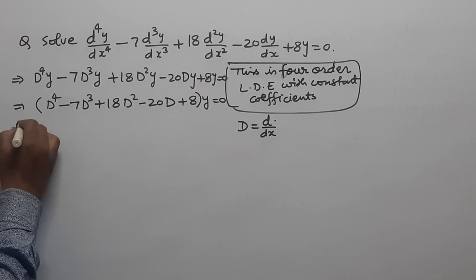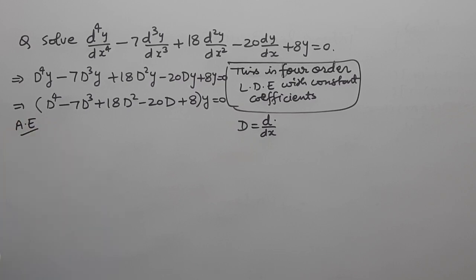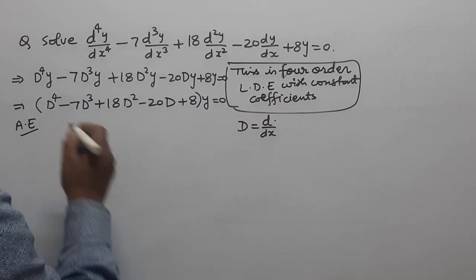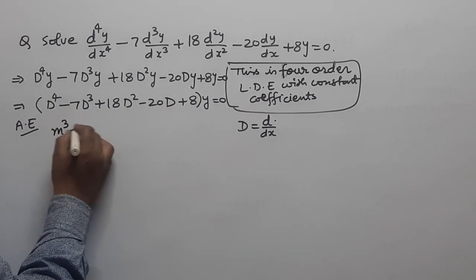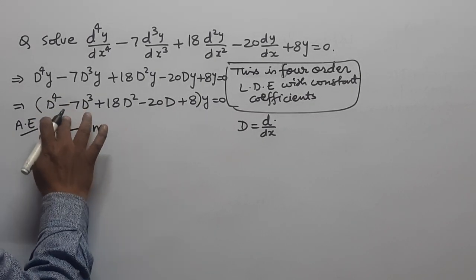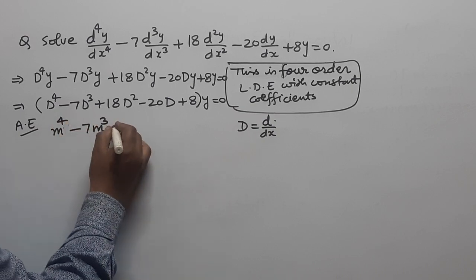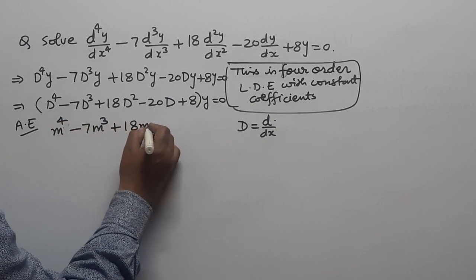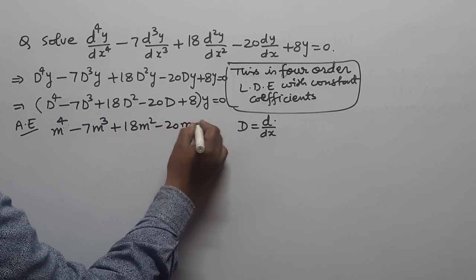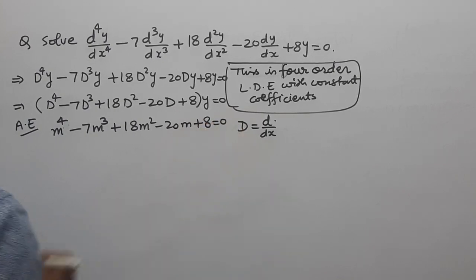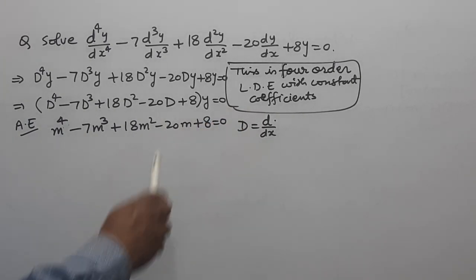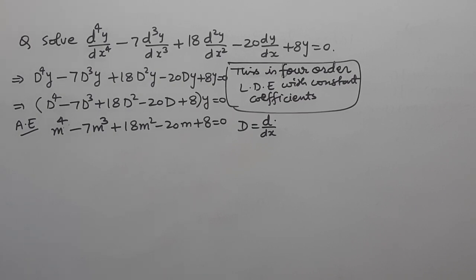Now we find the auxiliary equation. When we find the auxiliary equation, replace D by m. So the auxiliary equation is m to the power 4 minus 7m cube plus 18m square minus 20m plus 8 equal to 0. Now we find the roots of this fourth order equation.